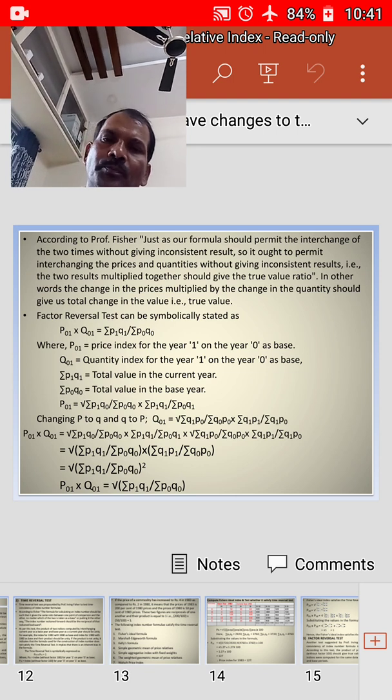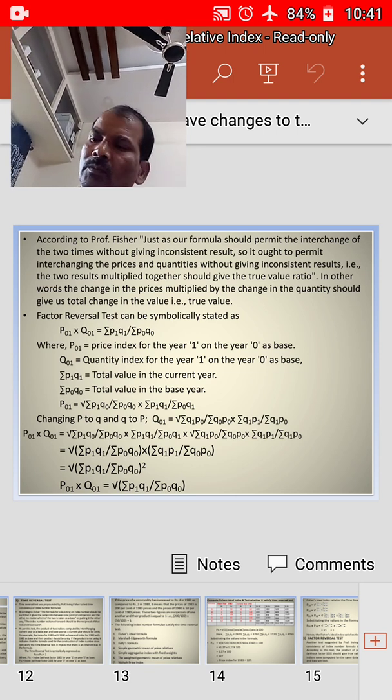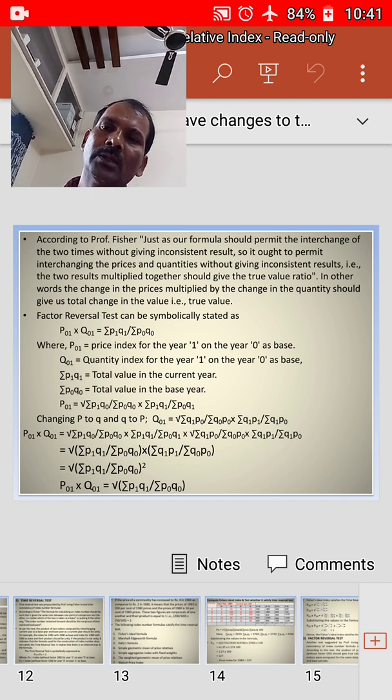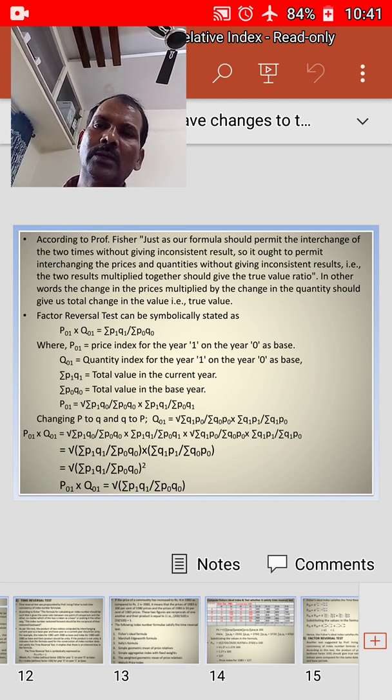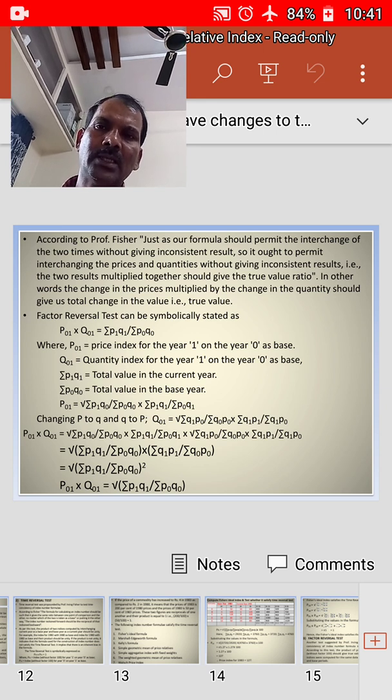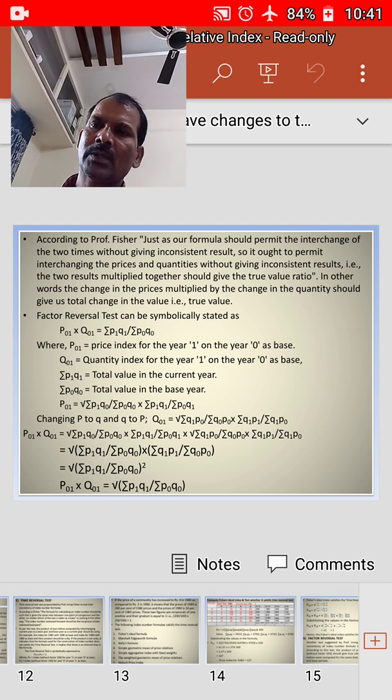Now if the product of the price and the quantity indices is not equal to the true value ratio, it is assumed that there is an error in the formula. Except Fisher's ideal index, none of the formulas satisfy the time reversal test, and none of the formulas satisfy the factor reversal test. That is, we'll see.